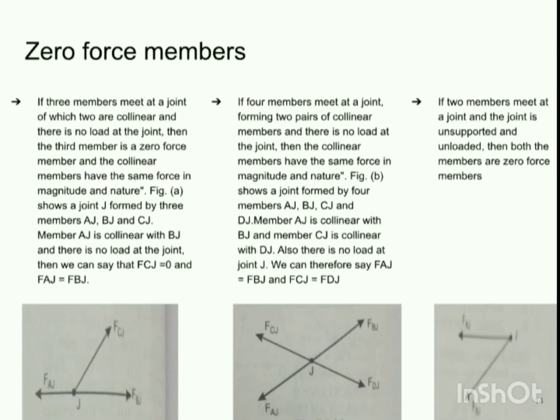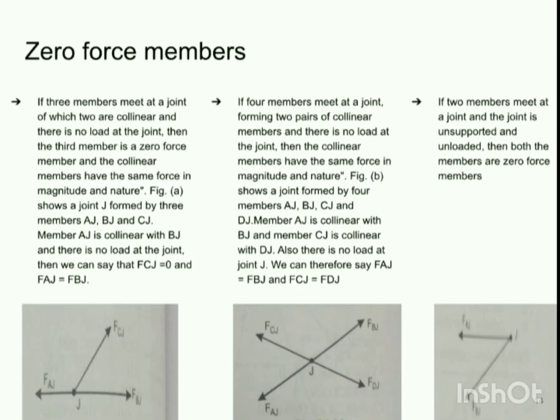Similarly, Fcj and Fdj, they are passing through the same line of action, but they are acting in the opposite direction. So for such a joint, the value of Faj will be equal to the value of Fbj, and Fcj will have the same value as Fdj. So this is also one important case that we may come across while solving or analyzing the truss. So we need to keep this in mind.